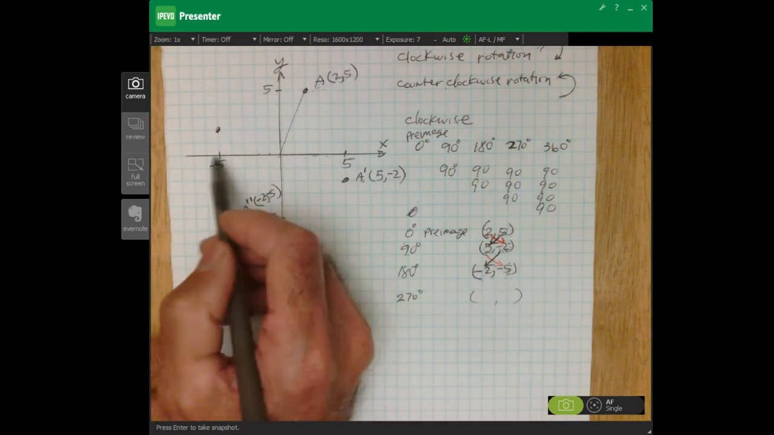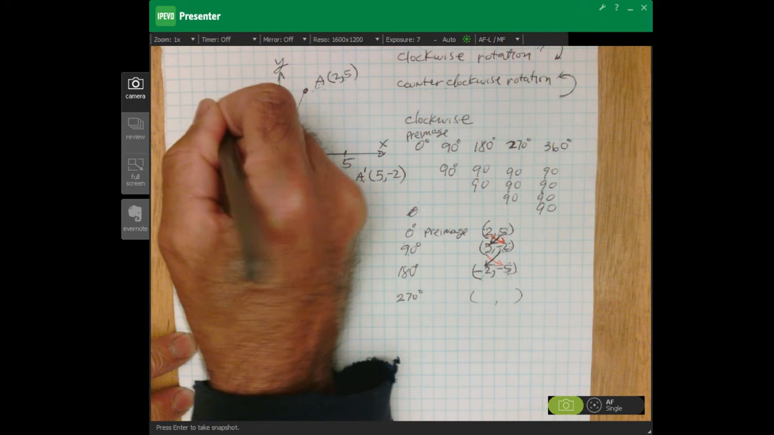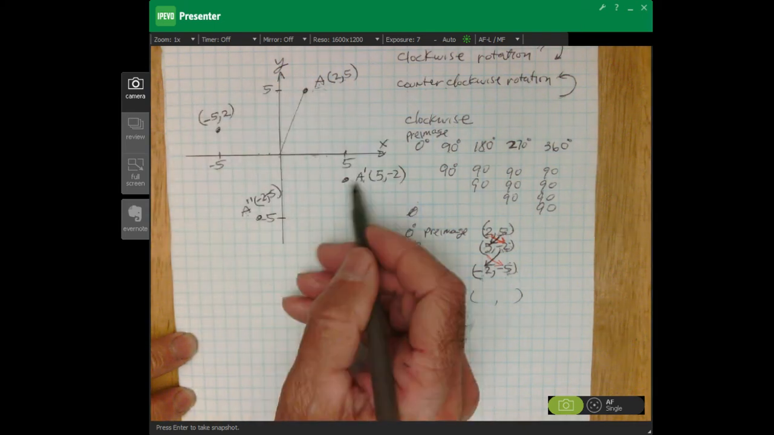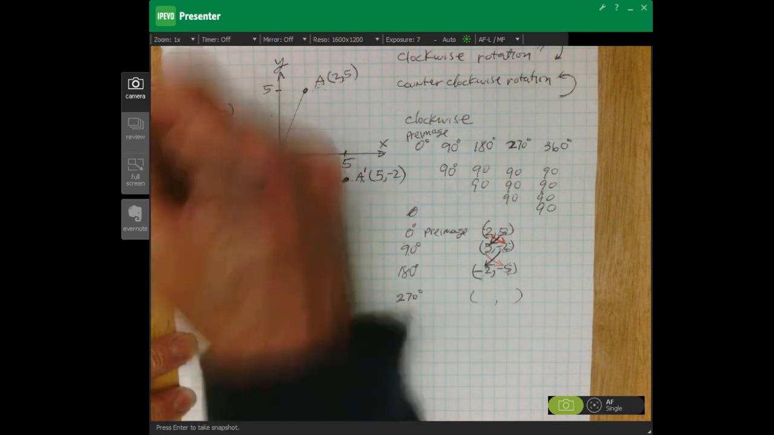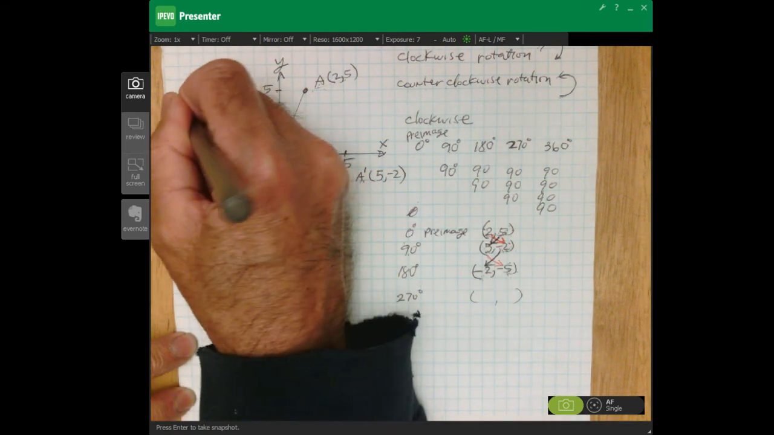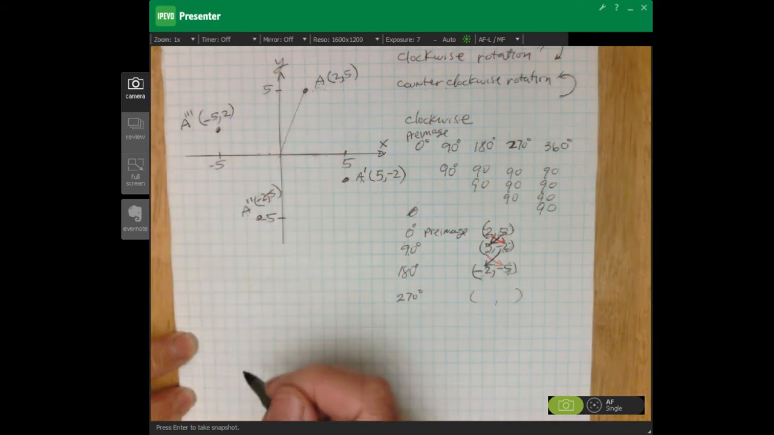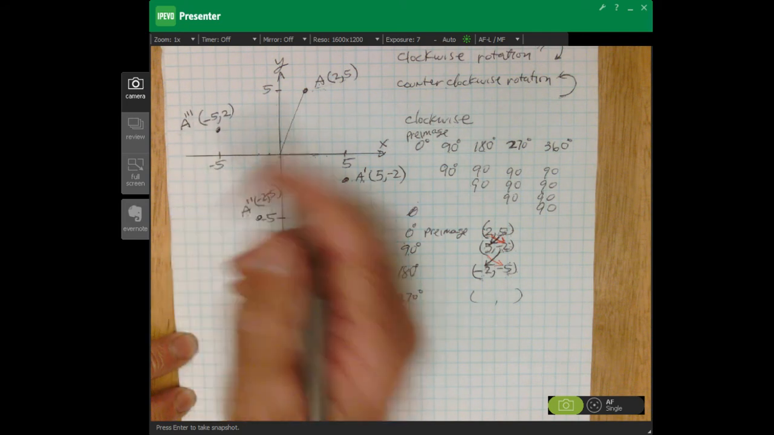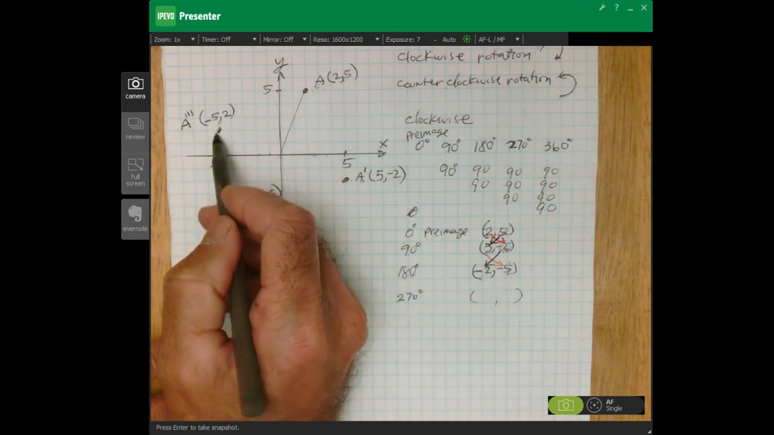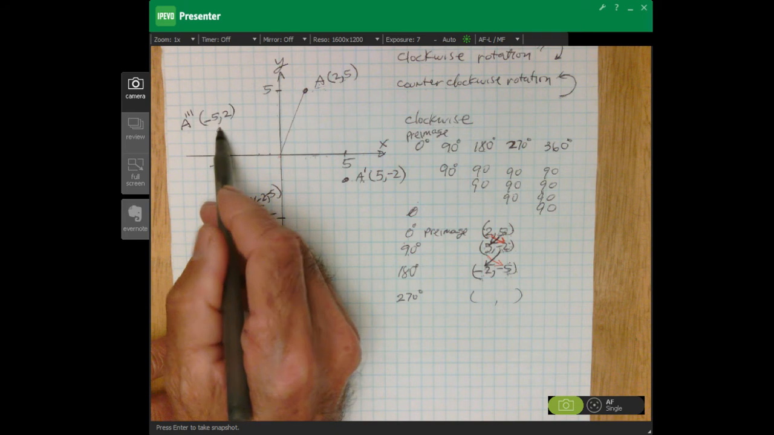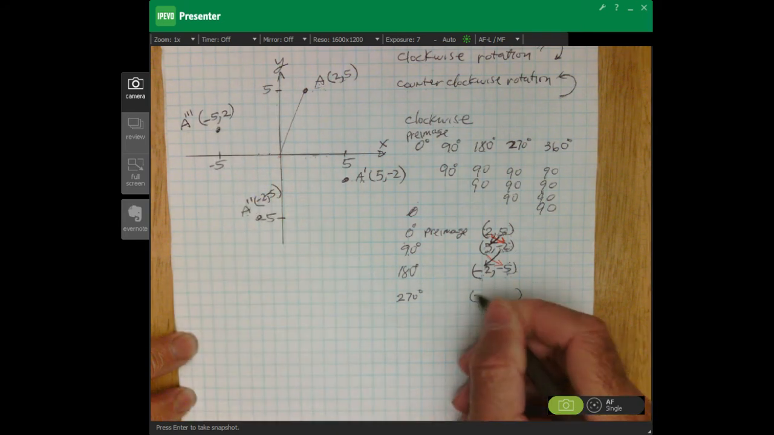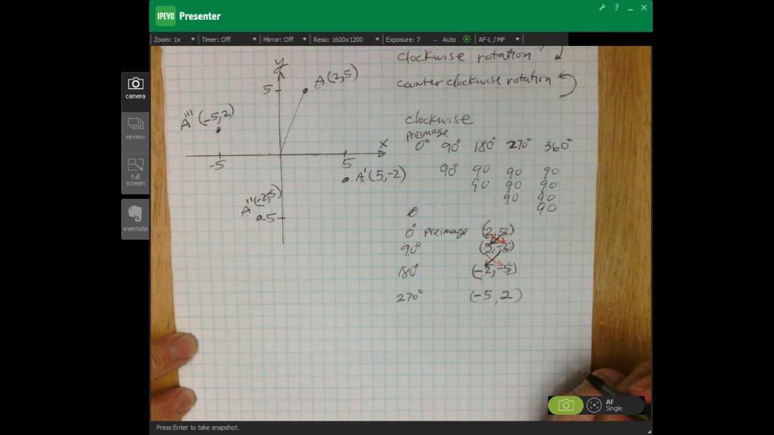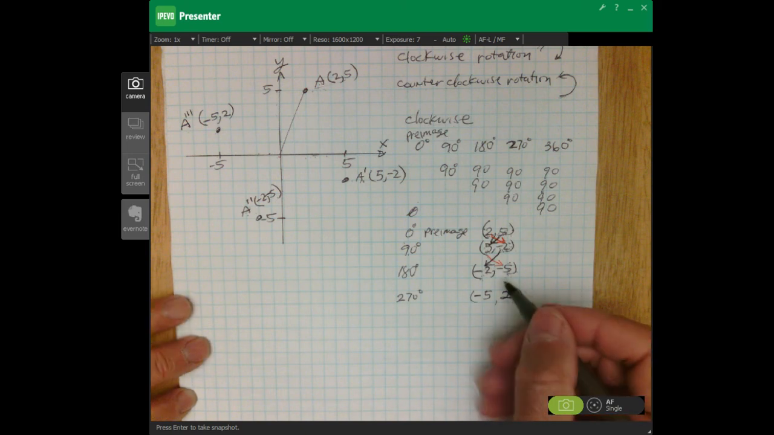So here we have -5, 2, and we have to name it. So we already have a prime, a double prime. So we're going to use, instead of 1 or 2, we're going to use 3. So this is a triple prime, a 3 prime. Okay? -5, 2, that's our point. Okay? So what changed? What didn't change?